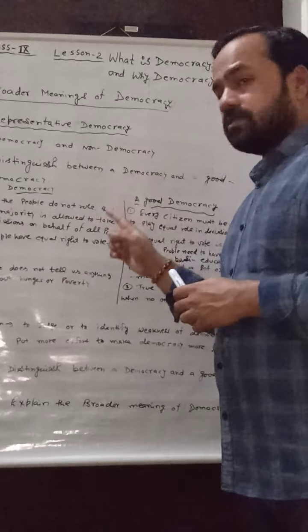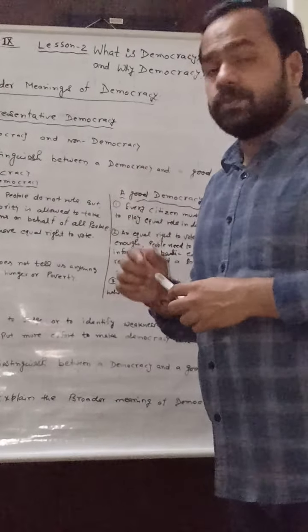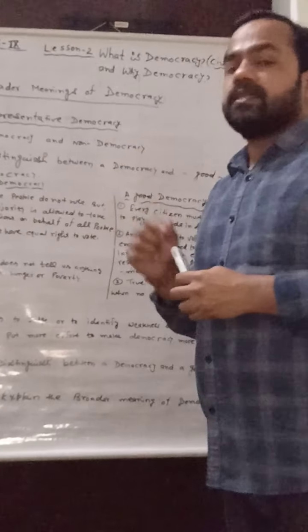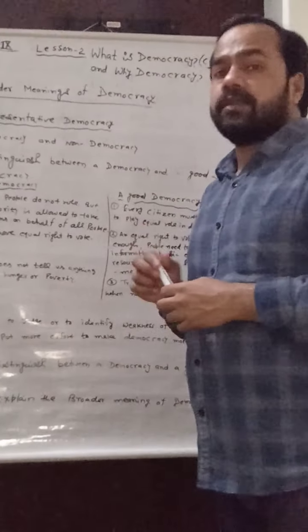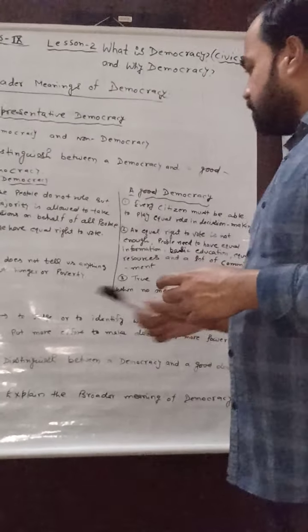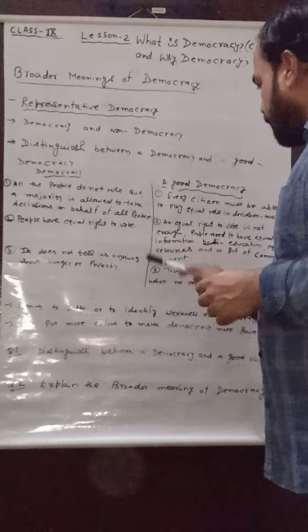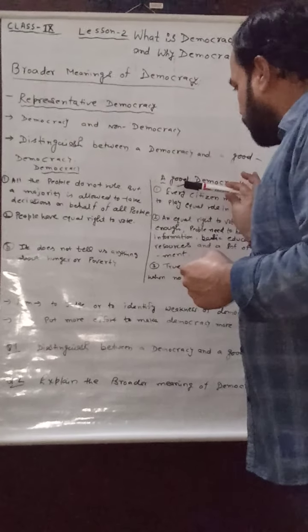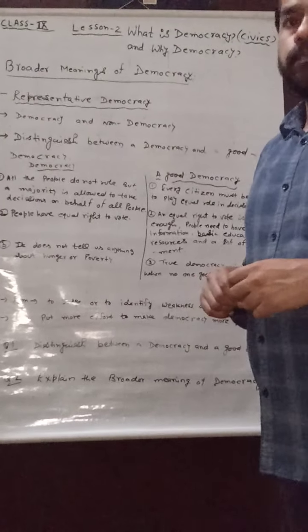Means the citizens will cast their vote to elect their representatives who can take good decisions to make that particular country a good democratic country. Then we can find the aim: to judge or identify weaknesses of democracy. It is the aim of a good democracy, and after that we find the ideals of a good democracy, to put more effort to make democracy more powerful.